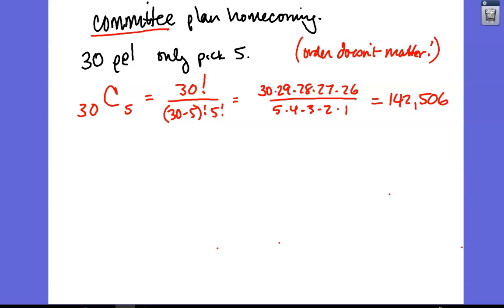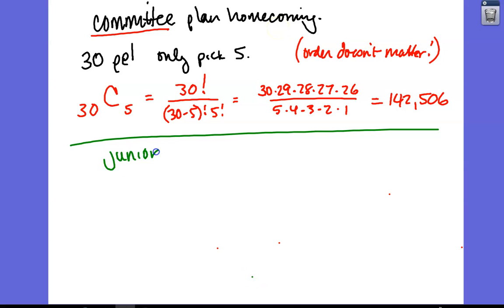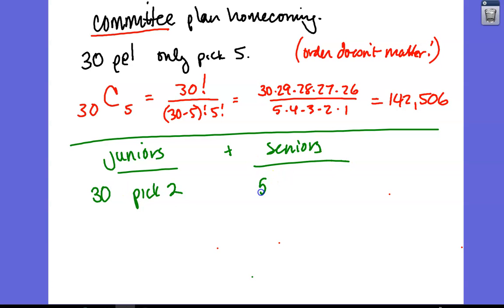Okay, not too shabby. Okay, let's say that you were planning homecoming. We'll do a separate one. Let's say you're planning homecoming and you want to pick your committee to have both juniors and seniors, right? Maybe you have 30 juniors to choose from, but you're only going to pick 2. And you have 50 seniors who signed up and you're going to pick 3. That way you have a good spread, but you have more seniors than juniors. Okay.